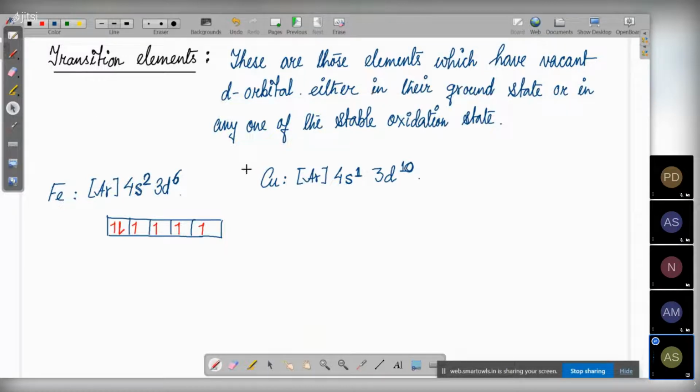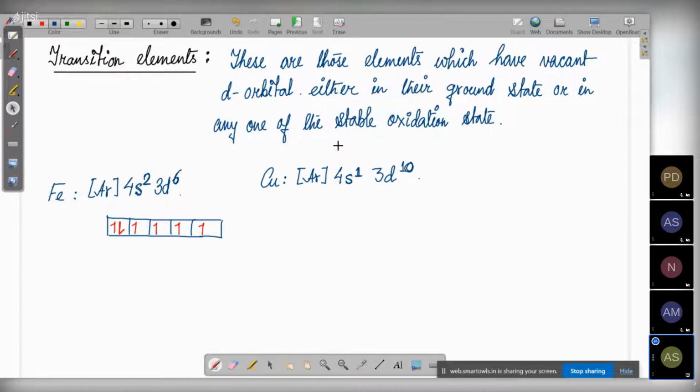So you see, for copper in the ground state, copper has 10 electrons in the d orbital. Hence, if we just consider the ground state, then I will say that copper is not a transition element. But the moment I add the second line, that is, in any one of the stable oxidation states, then there can be chances. Now, what are the oxidation states that copper can have?